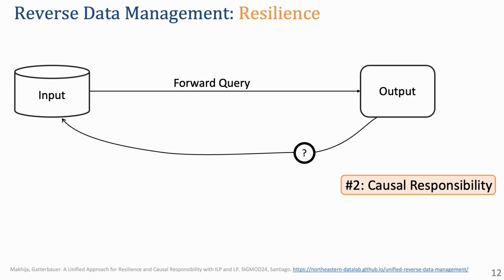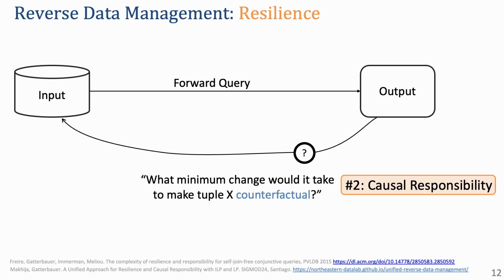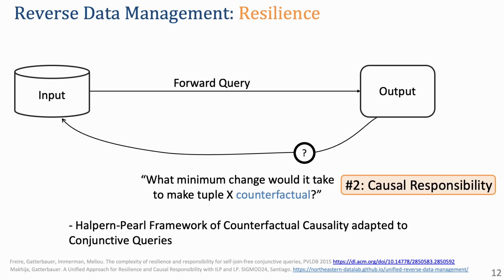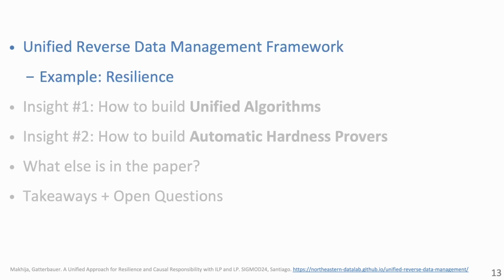The second problem that we study, that of causal responsibility, is based on the notion of counterfactual causality, which asks what minimum change or intervention would it take to make a certain tuple counterfactual. And this is based on the Halpern-Pearl framework of counterfactual causality that assigns responsibility to various causes of an output. I will not go into more detail about this problem definition in this talk, but details are in my paper and in previous papers that suggest this problem. All right, so the structure of the talk will be as follows. I give an example of resilience and then dive into two key insights from the paper.